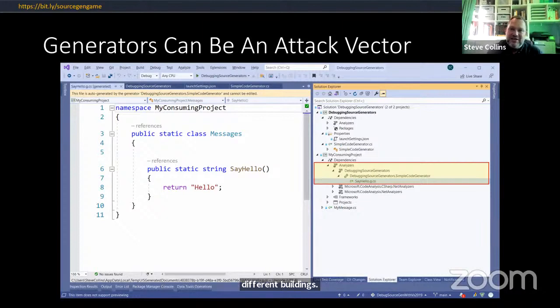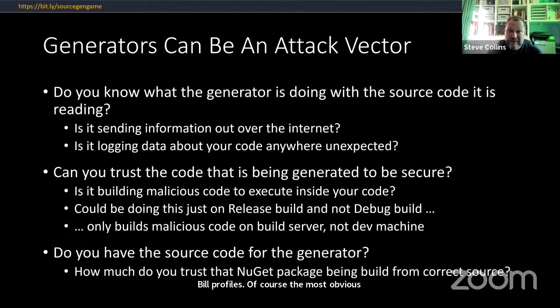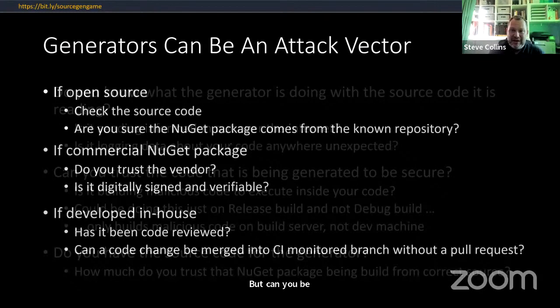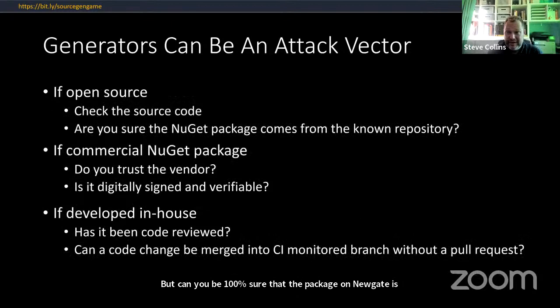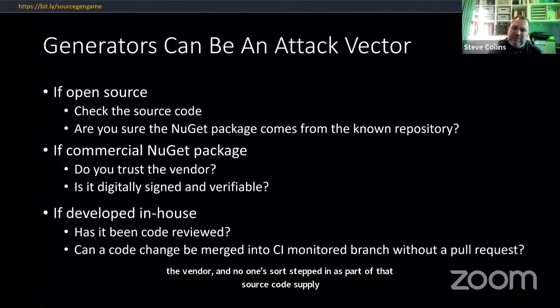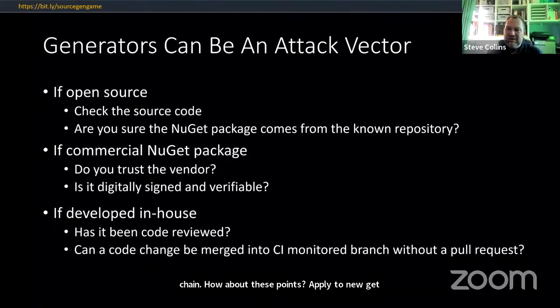Of course, the most obvious way to determine whether to trust the generator is to look at its own source code. Most of the ones on NuGet are open source with the code on GitHub, but can you be 100% sure that the package on NuGet is definitely built from the source code in the repo? If it is a commercial package, where you do not have access to the source code, do you trust the vendor? If so, has the package been digitally signed to ensure that it actually has come from the vendor and no one stepped in as part of that source code supply chain? Now, both these points apply to NuGet packages in general, but given that source code generators will be looking at your code and generating code, you do need to give this some thought after the SolarWinds incident.